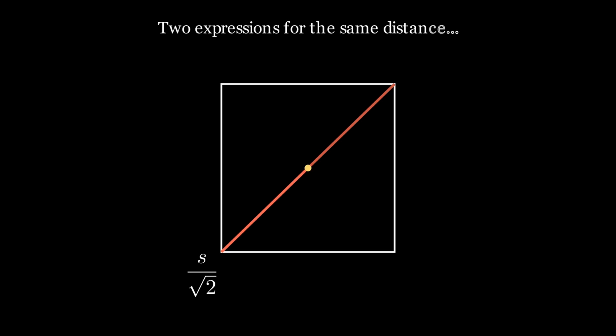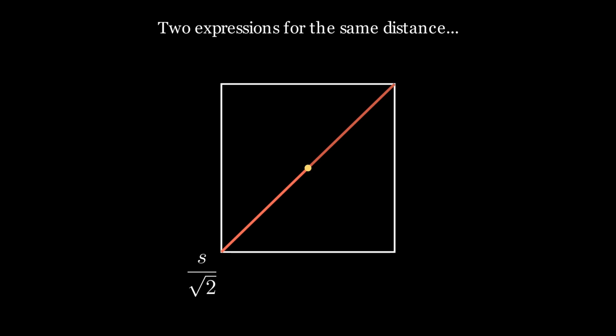Let's go back to just the square for a moment. Draw its full diagonal, corner to opposite corner. By the Pythagorean theorem, the diagonal has length s times the square root of 2. Now here is the useful part. The center of the square sits exactly halfway along that diagonal, so the distance from any corner to the center is just half of it. That gives us s root 2 over 2, which simplifies to s over root 2, a cleaner way to write the exact same value. So now we have two different expressions for the exact same corner to center distance.